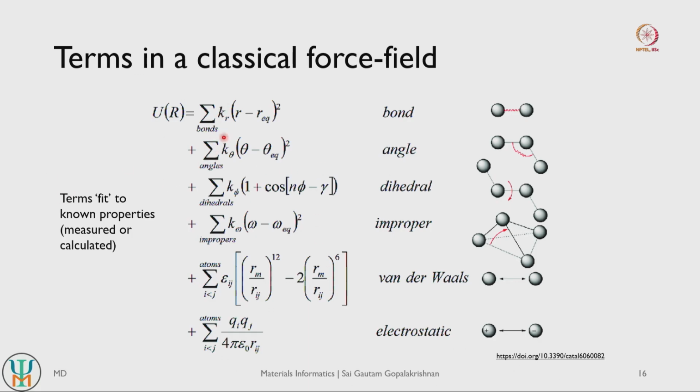And typically if you look at all of these k_r, k_theta, k_phi terms and so on, the epsilon terms here, these are all learnable or fittable parameters, right? These parameters are fit to some known properties, either experimentally measured or calculated. So if you know experimentally what the bond length is or what the strength of this bond is, you can basically determine what the k_r term is, for example. So these are properties that are fitted or learnt.